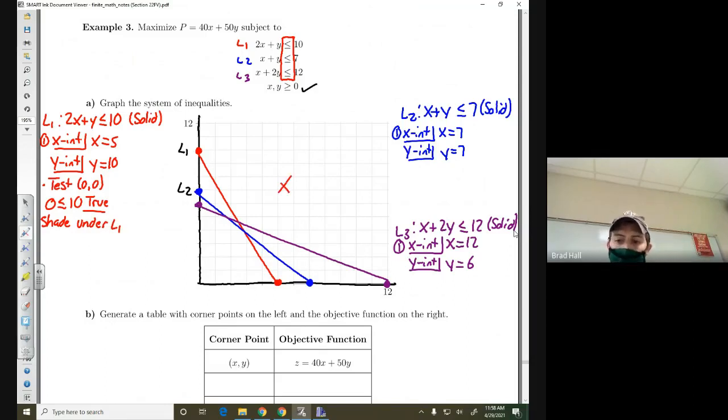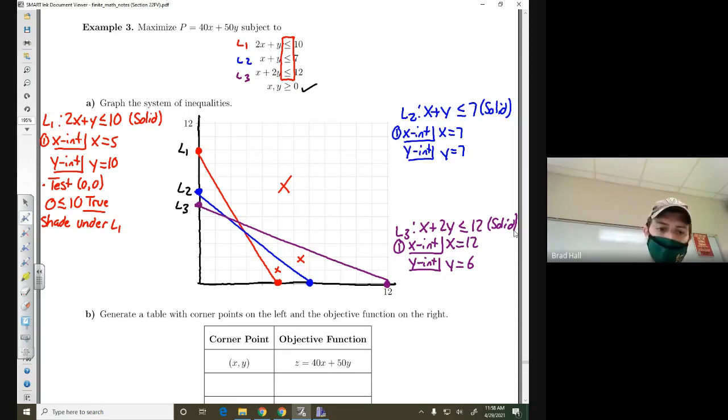So we're not shading up here. We're not shading any of those 3 regions that I put the X's at, because all of those regions correspond to being above that line. Oh yeah, let me put L3. There we go.